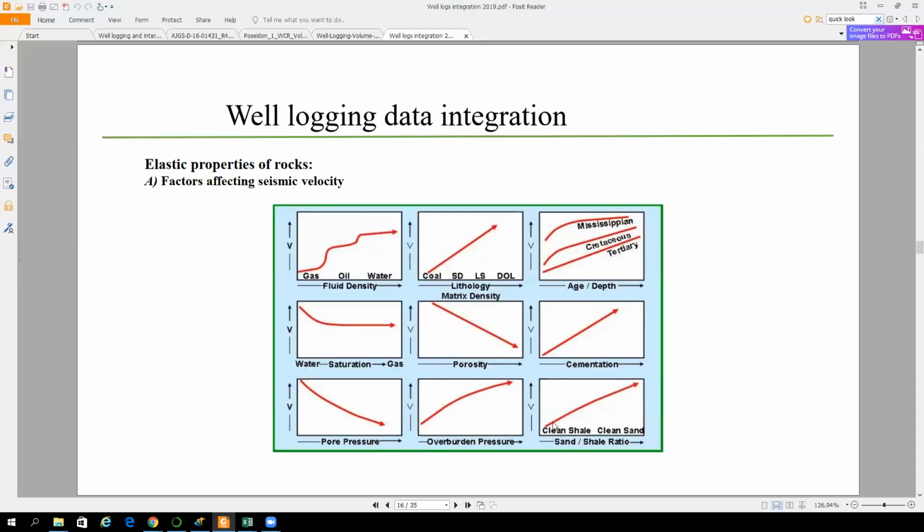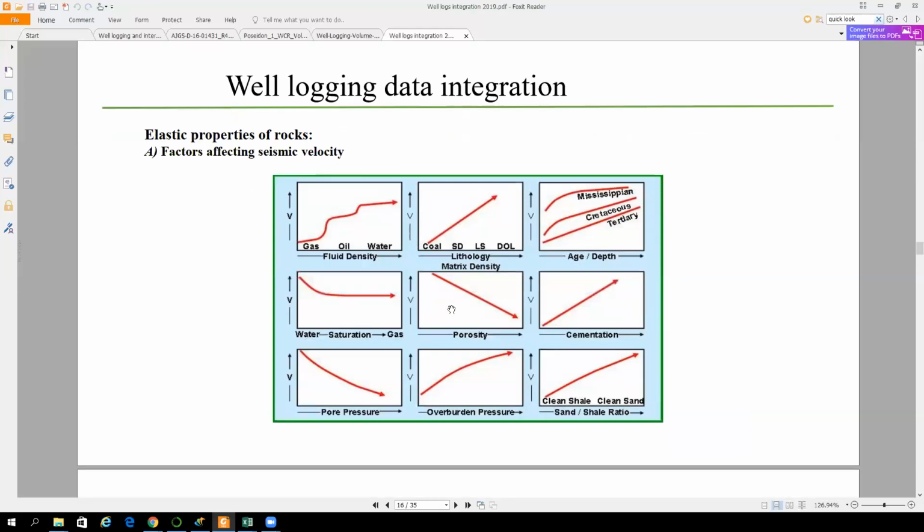In clean sand, the velocity will be different. And when we have shaly sand and then sandy shale and then clean sand, we will have different velocities. So we see here from the clean shale to clean sand, we have a large variation between the velocity.